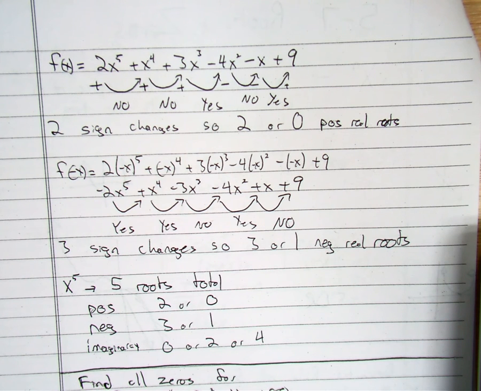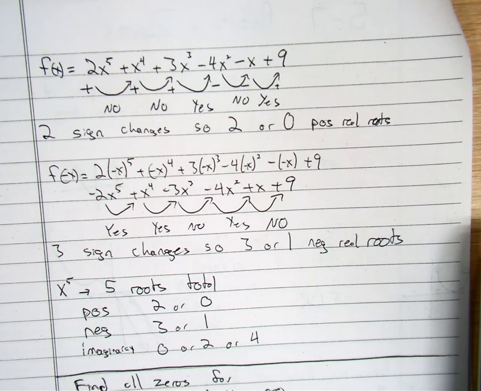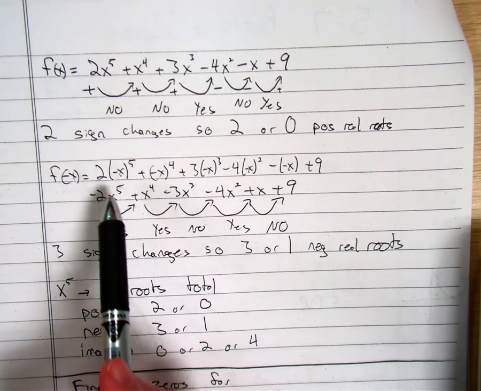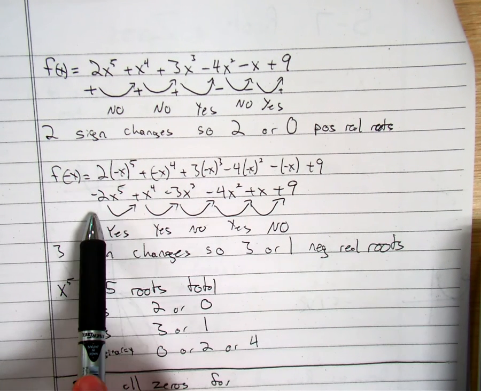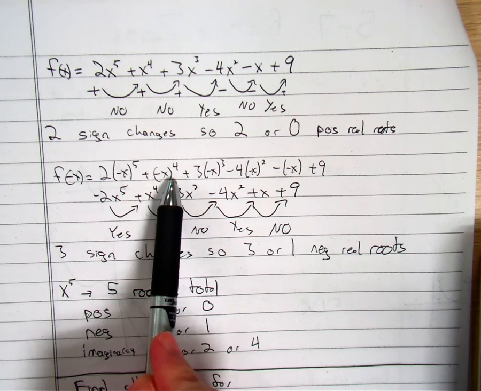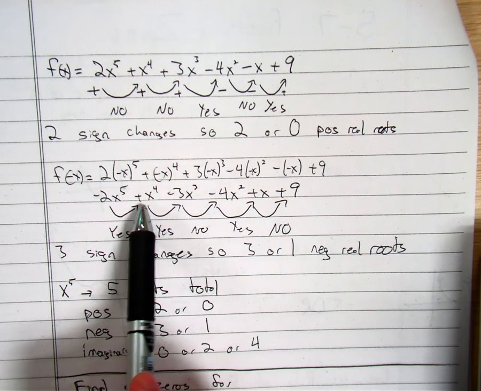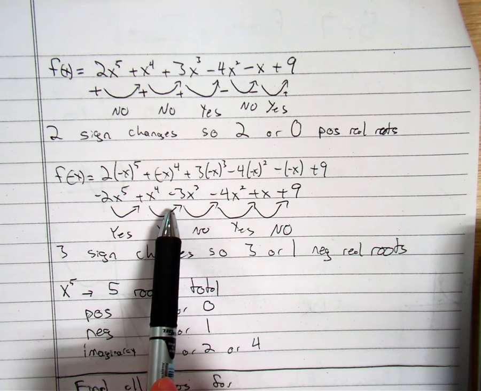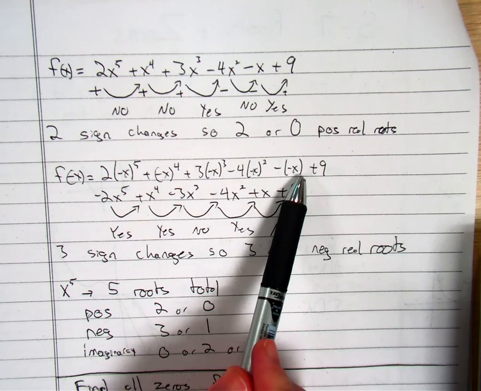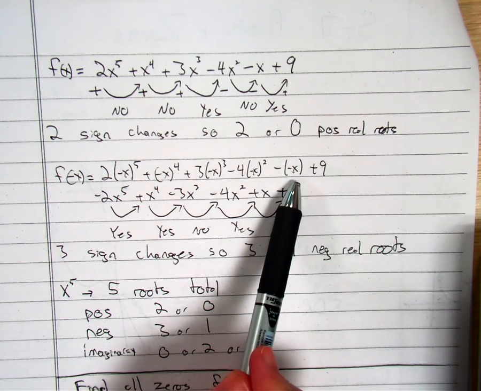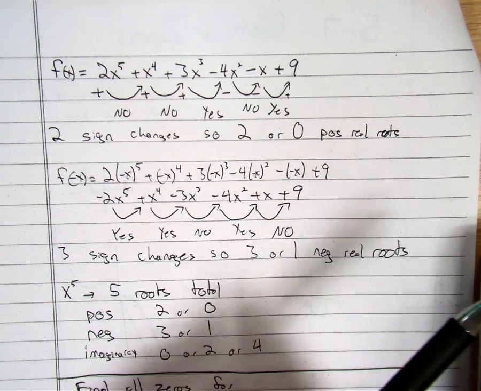So the shortcut is just flip the signs on all the odds. All the odd exponents. So I'm going to change this one to a negative 2x to the fifth. That one's an even power, it stays the same. Flip this to a negative. That one stays the same. Flip this to a negative, flip it to a positive. And that one stays the same.